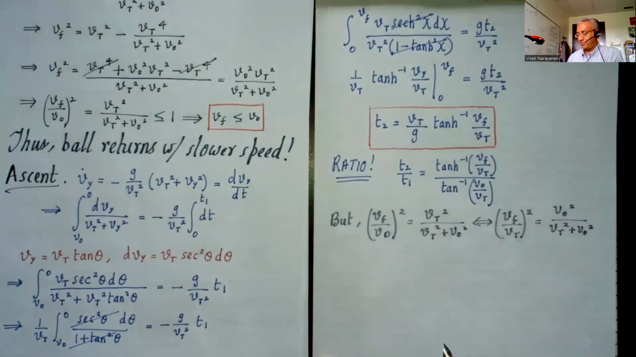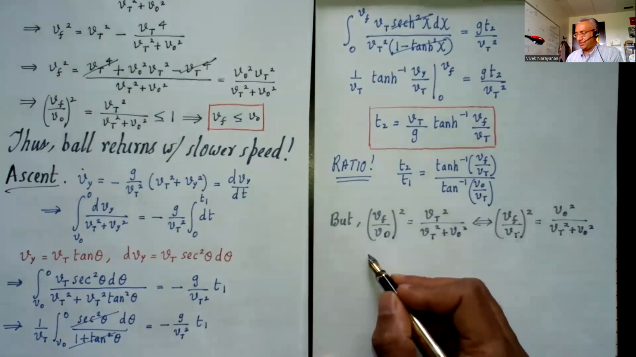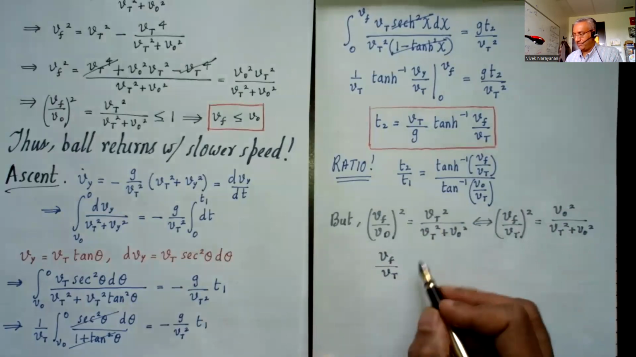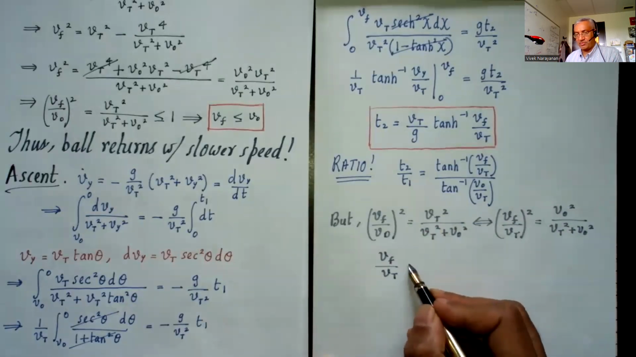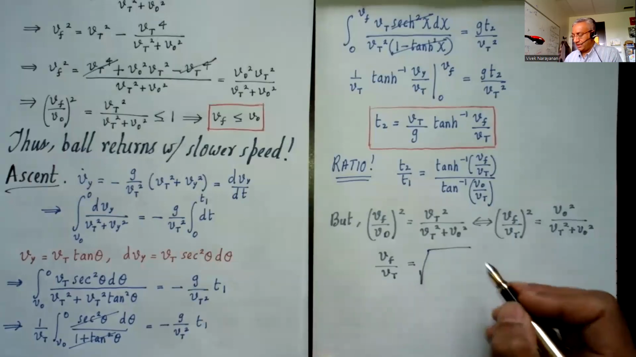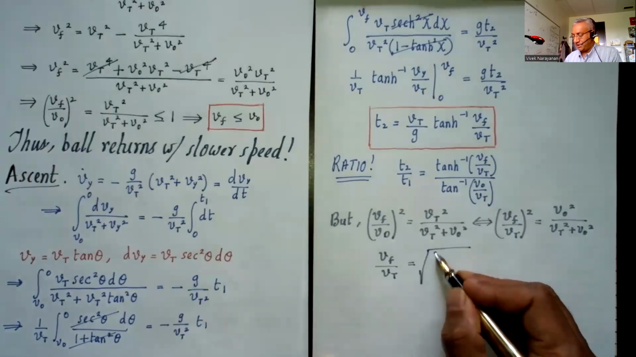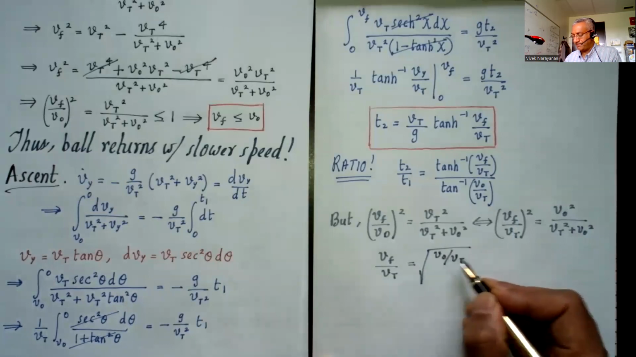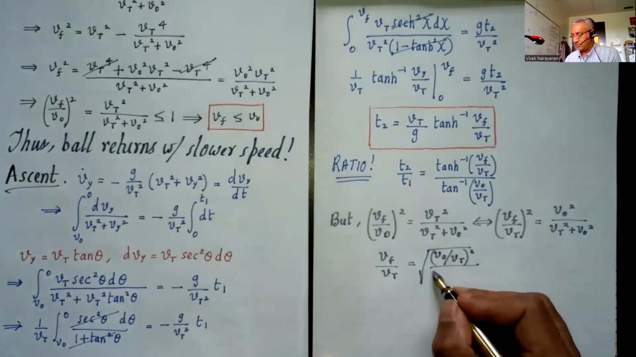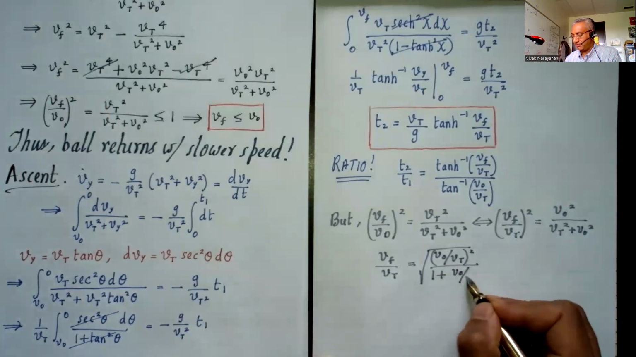So what I'm going to do is call, let me just do this one more step. Vf over Vt is going to be equal to the square root of all that stuff. Now I'm going to divide by Vt squared. So I'll get 1 plus V naught by Vt squared.